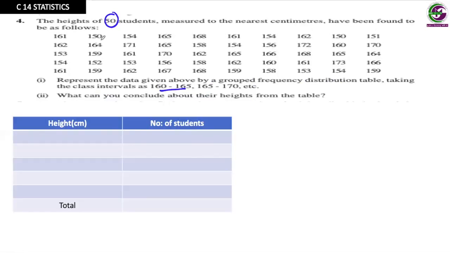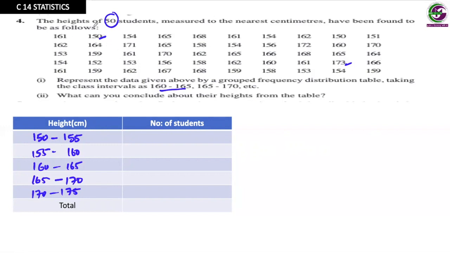So let's see the table. The least value is 150 and the highest value is 173. So we can start from 150 to 155, 155 to 160, all of them in centimeters, 160 to 165, 165 to 170, 170 to 175. That's enough because 173 is the highest.